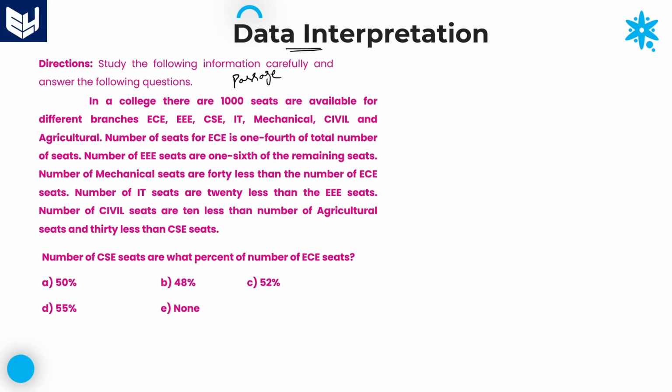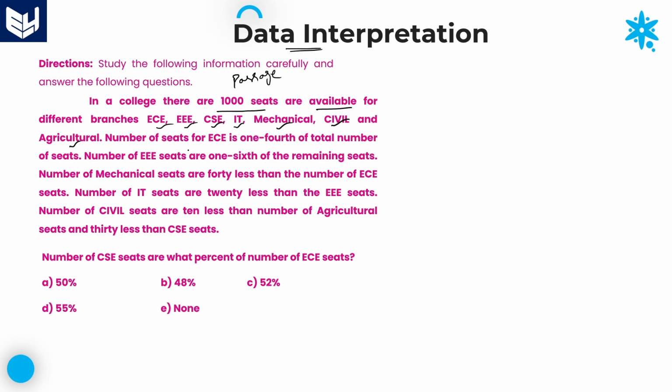See, the information given in this passage is: in a college there are 1,000 seats available for different branches: ECE, EEE, CSC, IT, Mechanical, Civil, and Agriculture. Total we have 3 plus 4, 7 branches: ECE, EEE, CSC, IT, Mechanical, Civil, and Agriculture. And the total number of seats available is 1,000. That is the information.